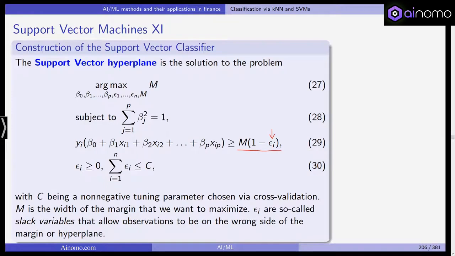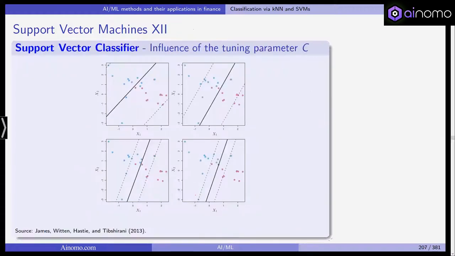And we demand, of course, that the slack variables are non-negative, and we have an additional hyperparameter, which is C, so that the sum of all those slack variables, in other words the sum of the errors that we allow, needs to be smaller or equal to C. So C is of course a non-negative tuning hyperparameter. It's chosen via cross-validation, and M is again the margin. So this is the support vector classifier.